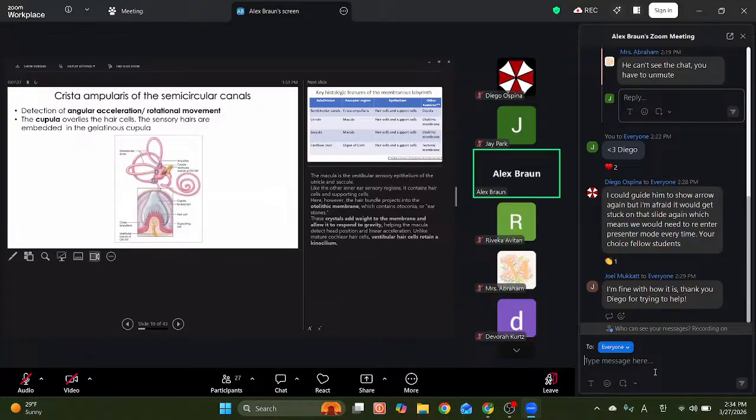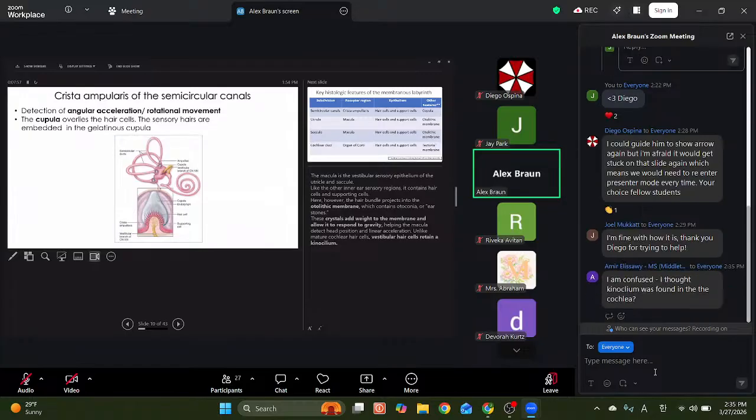Also, if you're going up or down in an elevator, the macula of the utricle saccule will sense the linear acceleration, the vertical up and down, the straight up and down within an elevator. So this is important to know. In the semicircular canals, angular acceleration is sensed by the crista ampullaris, and in the utricle and saccule, linear acceleration is sensed by the macula of the utricle and saccule.